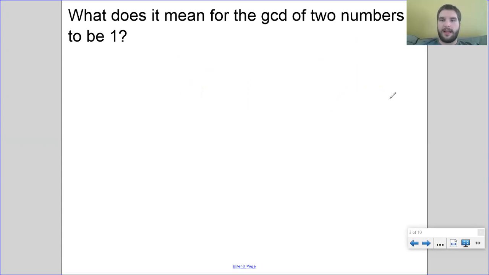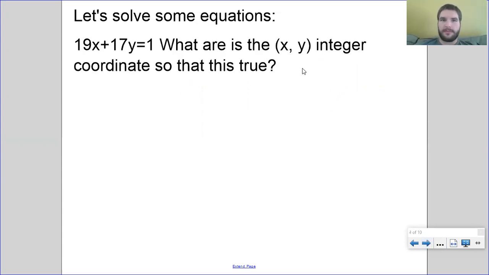Let's look at what this could look like in an equation. So we have 19x plus 17y equals 1. There is at least one solution to this, maybe more, in which we're talking about an integer coordinate. We know there's technically an infinite amount of solutions, but we care specifically about an integer coordinate that will make this work. If we graph this, we'll have plenty of integer coordinates, but we're looking for 1. So let's try to figure 1 out.